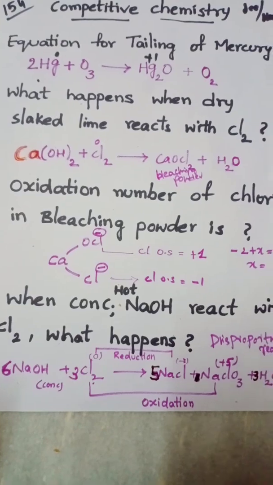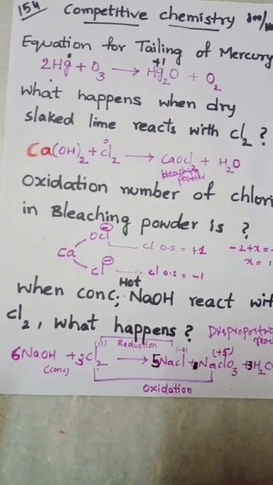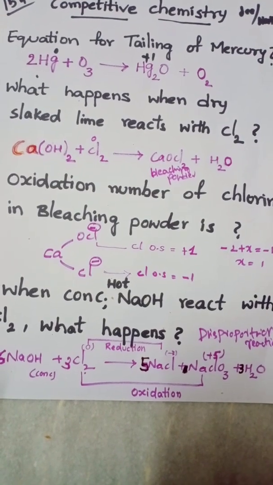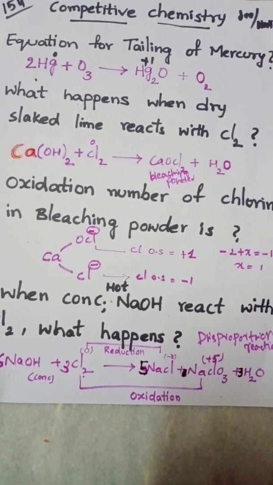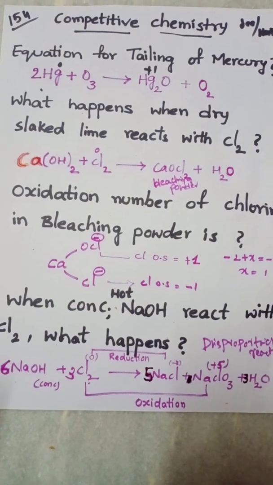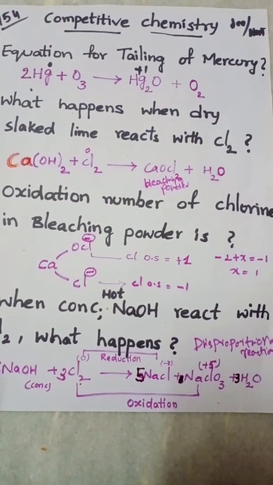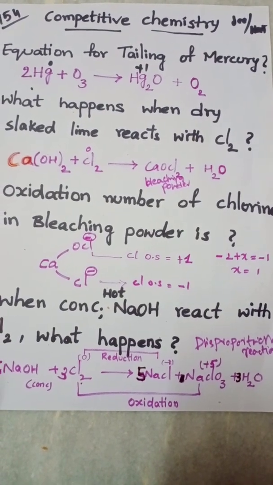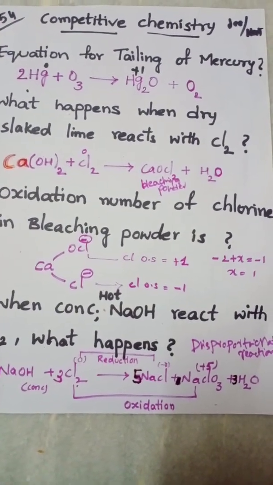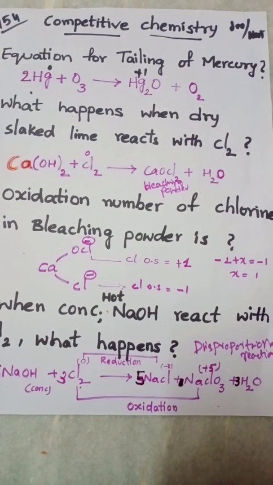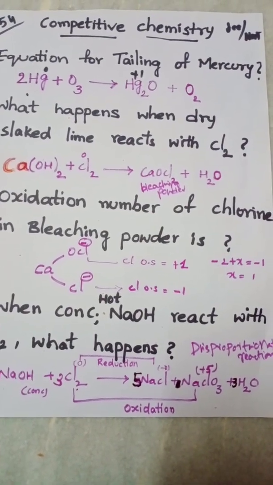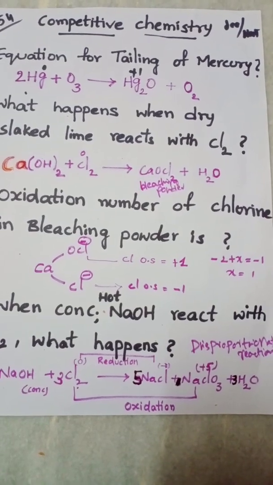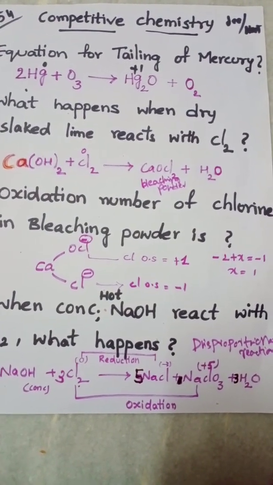Most important, here is another question: the oxidation number of chlorine in bleaching powder. CaOCl on one side, Cl minus on the other side. OCl has a minus charge, and here Cl has a minus charge. In OCl minus, I want to calculate the oxidation state of chlorine. Oxygen is minus 2, plus x, taking chlorine as x. So minus 2 plus x is equal to minus 1, x is equal to 1. So please observe it.